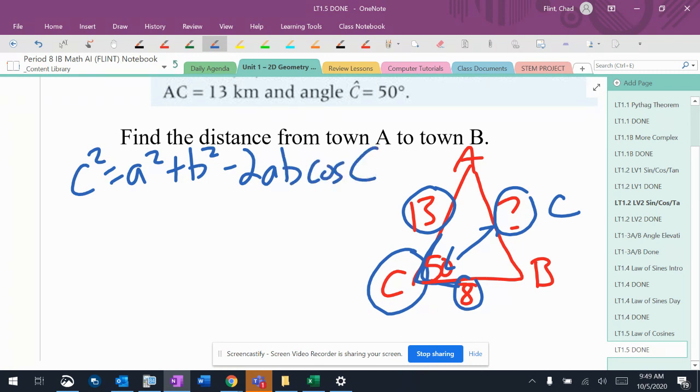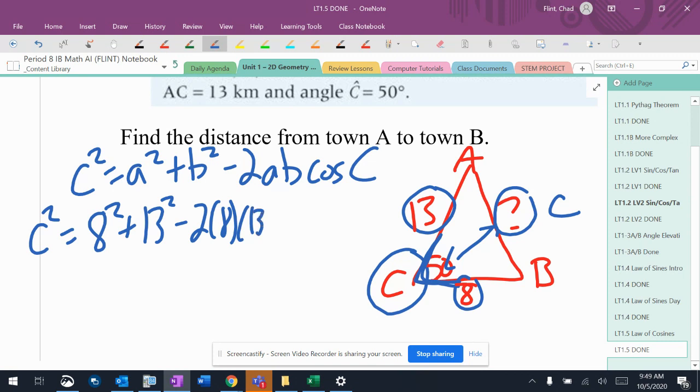And now again, my job is to get everything in the right spot. So I don't know the side, which is why I want to use this. A and B are 8 and 13. It doesn't matter what order they go in. And then make sure you put the angle in there. And again, always double check that the side you're finding and the angle you have are opposite each other. It's really easy to get those in the wrong place. So I want to be very, very careful with that.